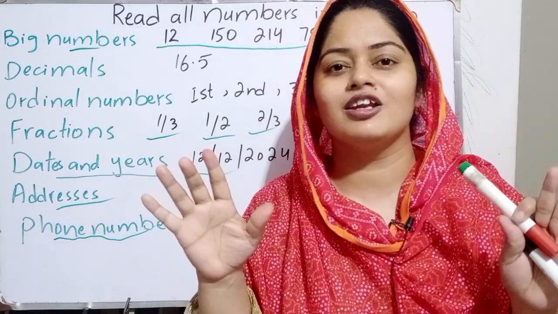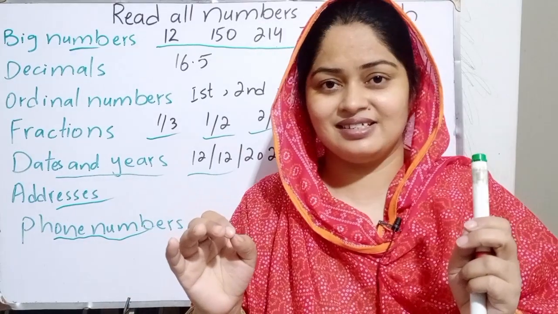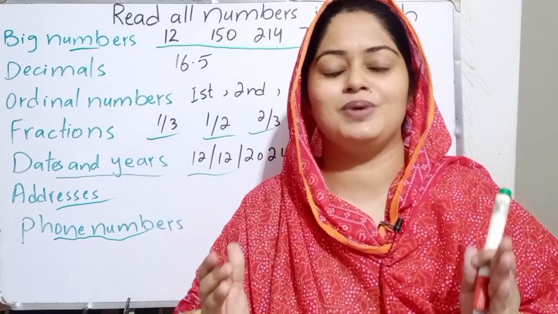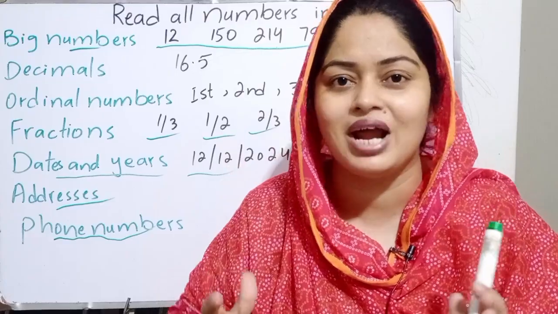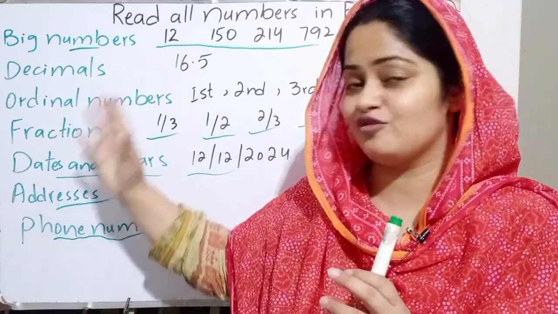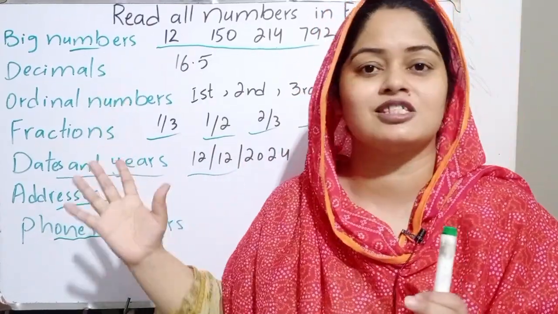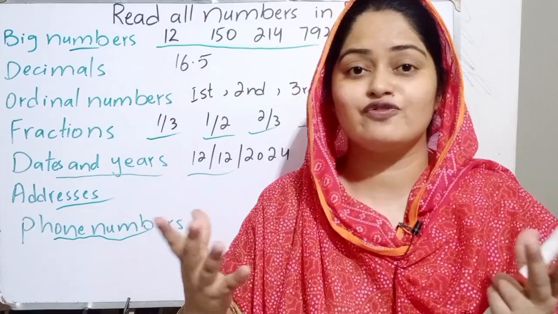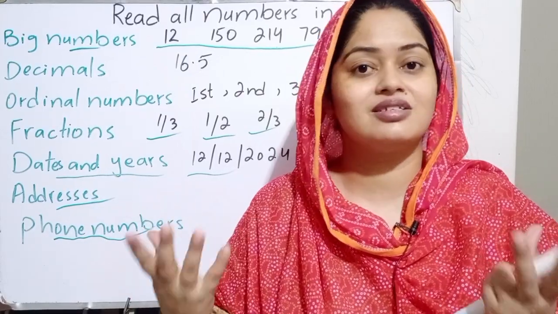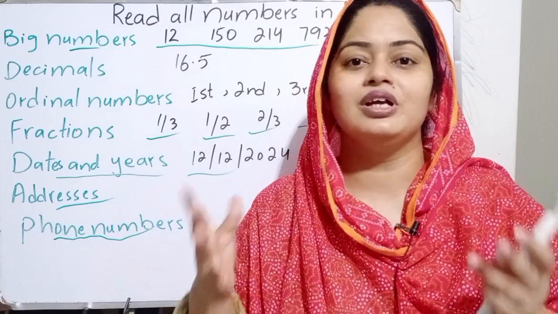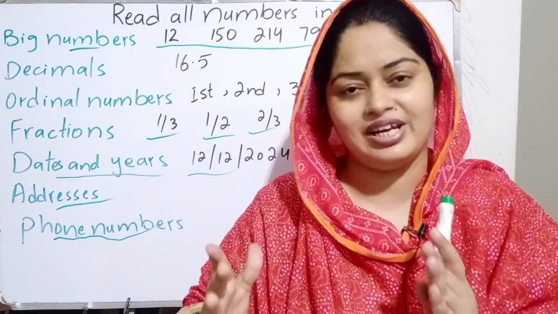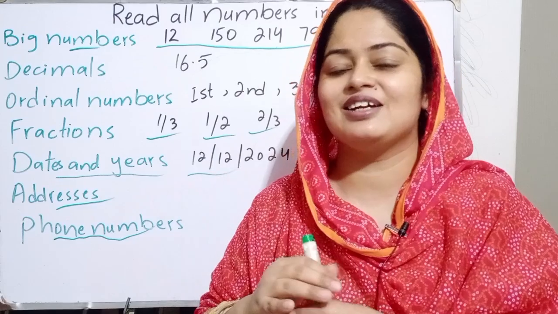Because these are all confusing numbers, and if we want to speak English fluently, we should be fluent in numbers also. Confusing numbers, big numbers, decimals, ordinal numbers, fractions, addresses, dates and years, and a lot more. So this video is going to be very important. Stay tuned till the end of the video.